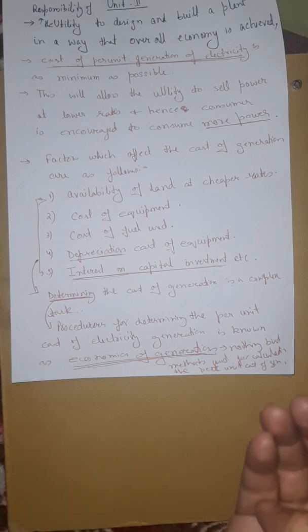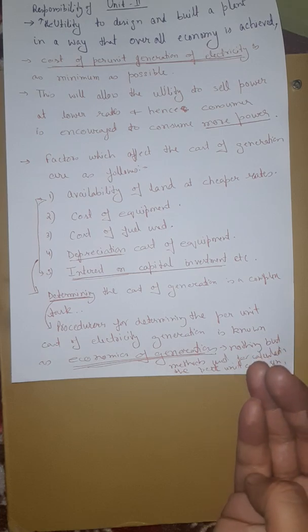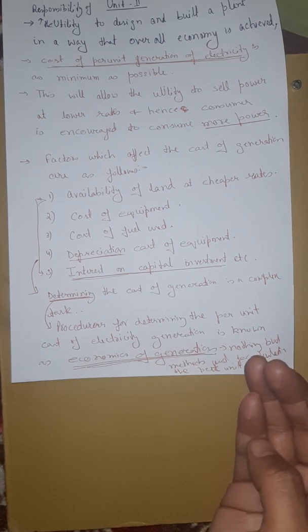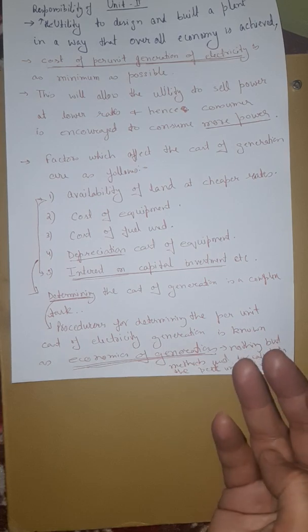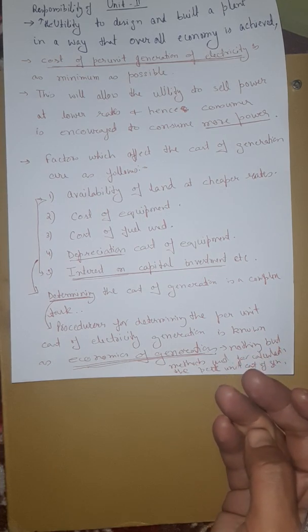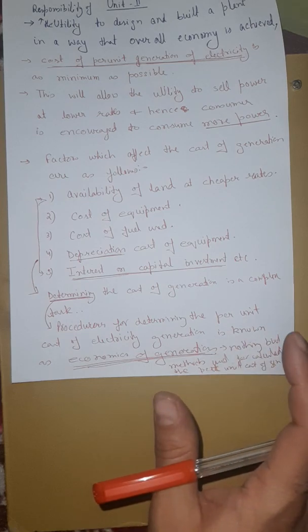They are: number one, availability of land, whether the land is available at cheaper rates or not; then the cost of equipment, the cost of fuel, then depreciation cost of the equipment, and interest on capital investment. So these are the five major factors.